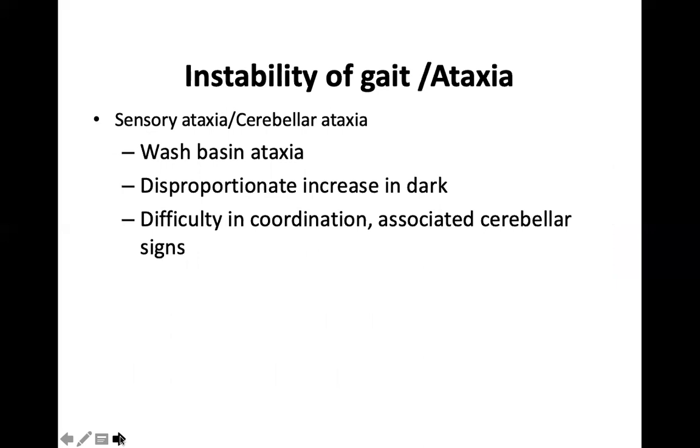Wash basin ataxia happens when the patient goes to the washroom, and in front of the basin he just puts water over his face. At that time he closes his eyes, then he suddenly gets unstable. That is because the visual compensation which is happening is temporarily halted because of closing his eyes, and then he gets ataxic.